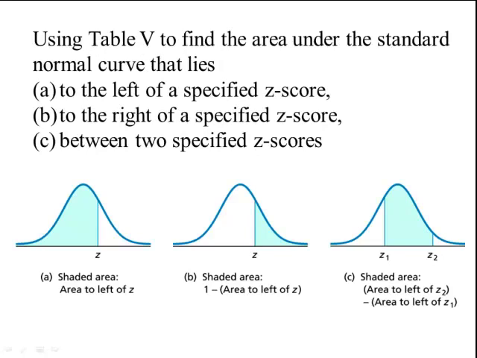So these are our three examples. If we want to find the area to the left of a z-score, we just look it up in the table. If we want to find the area to the right of a z-score, we look up the z-score in the table and we do 1 minus that area. And if we want to find area in between two z-scores, we look up the largest z-score, write that area down, look up the smallest z-score, write that area down, and subtract those two.